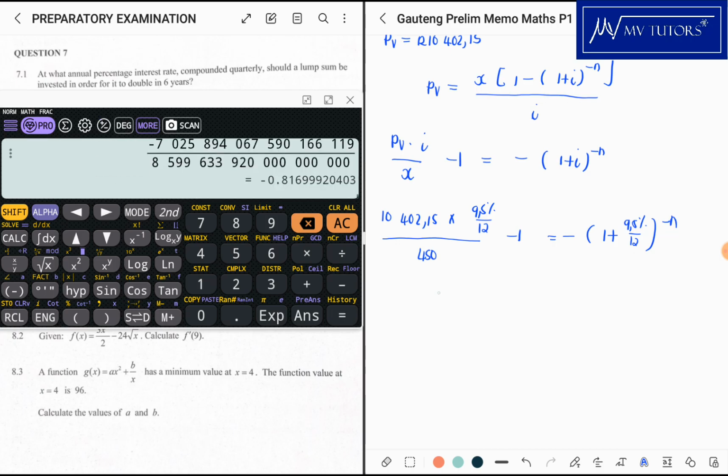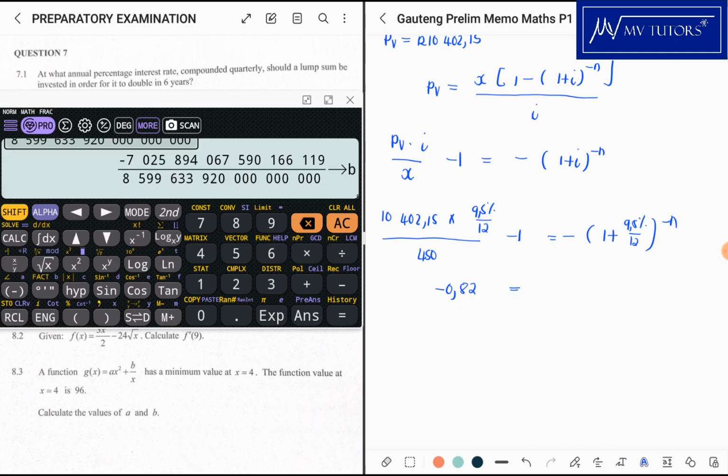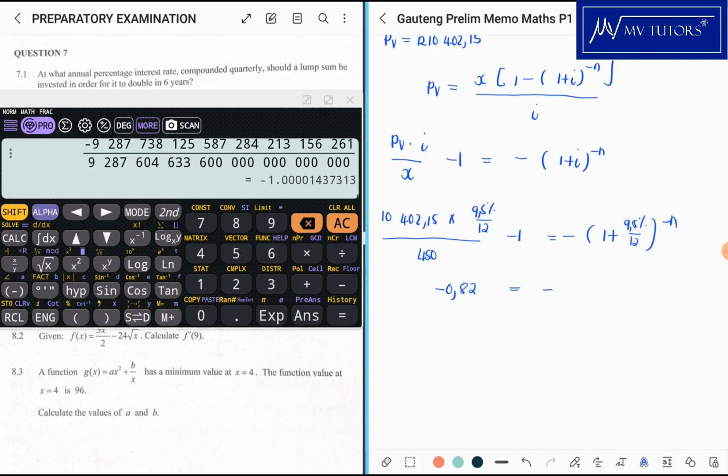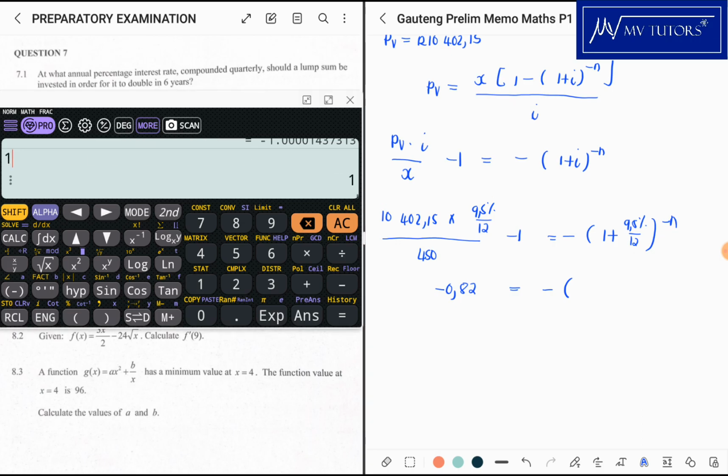So that is negative 0.82. But we're keeping that answer in there, okay? I am going to store it as B. Okay, and then on the other side we have a negative. So I have 1 plus 9.5% divided by 12. I'm just going to use this 2419 over 2400 because I don't want to lose the values.